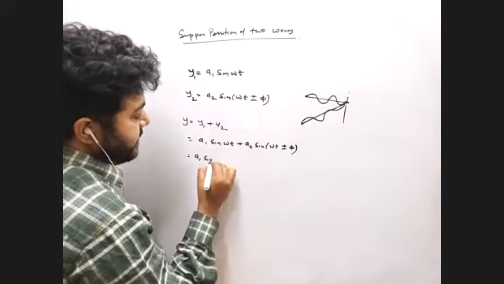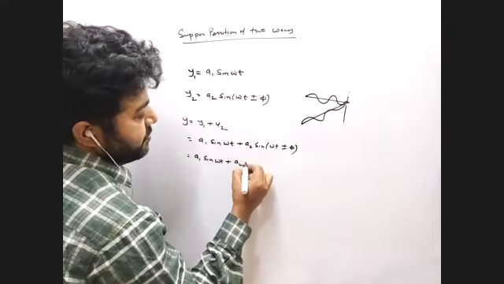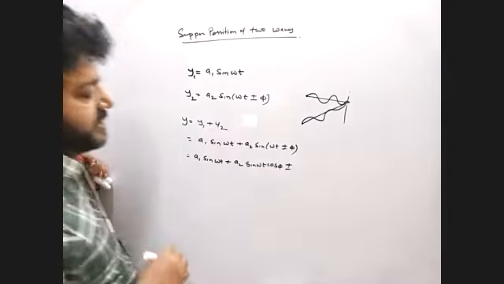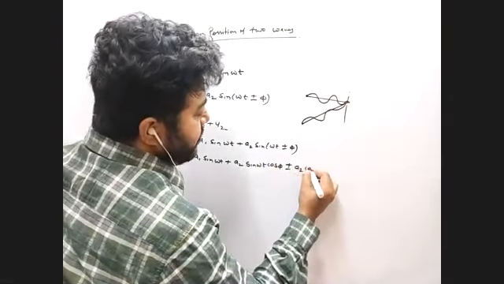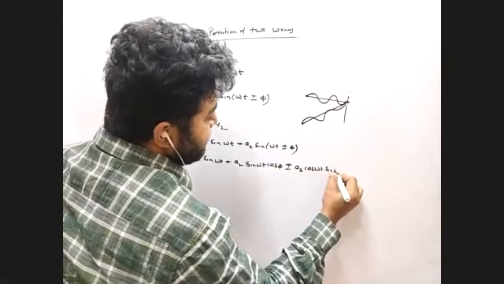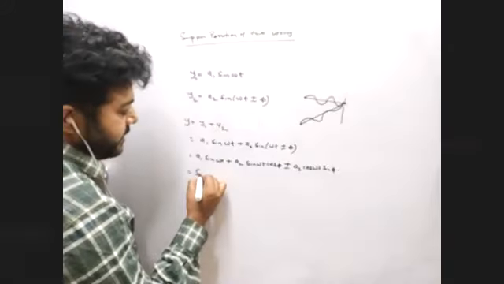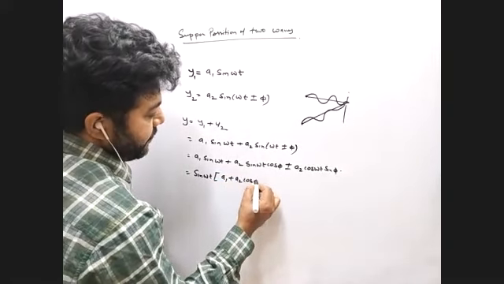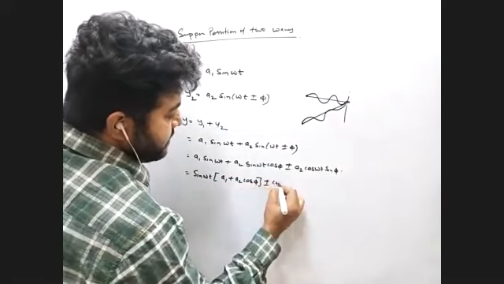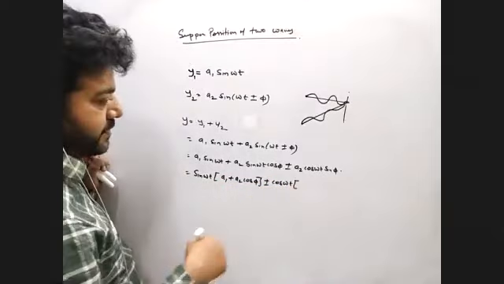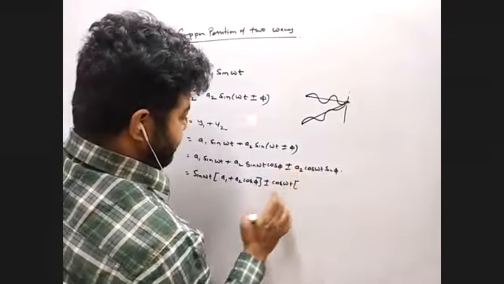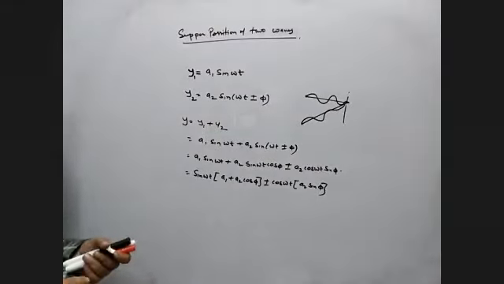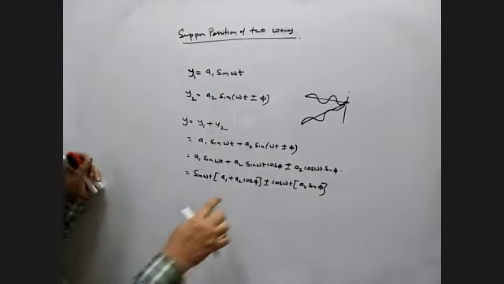Now A1 sine omega t plus A2 sine omega t cos phi plus or minus A2 cos omega t sine phi. Now if we take sine omega t common, we have A1 plus A2 cos phi, plus or minus cos omega t into A2 sine phi. Can we write this? And this is a plus and minus.